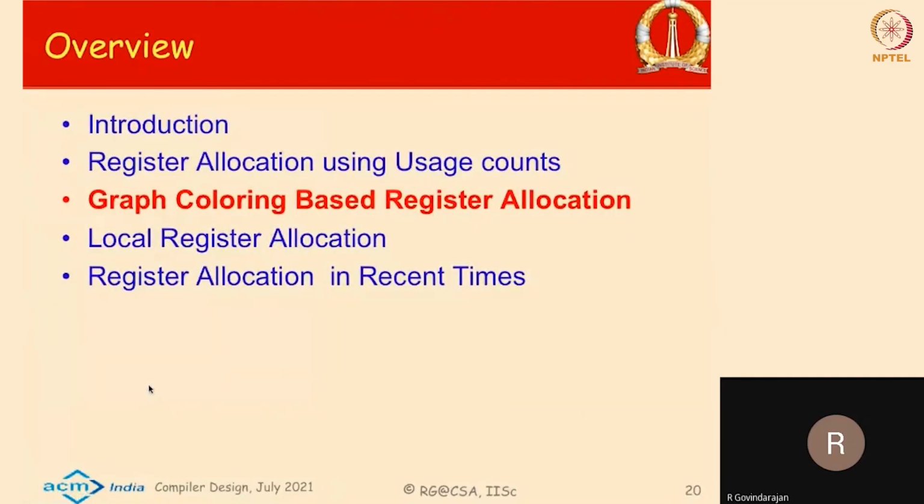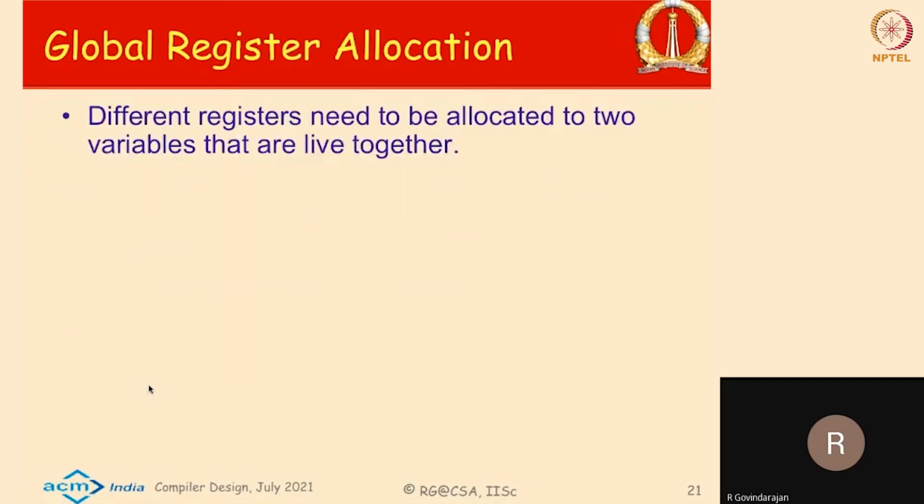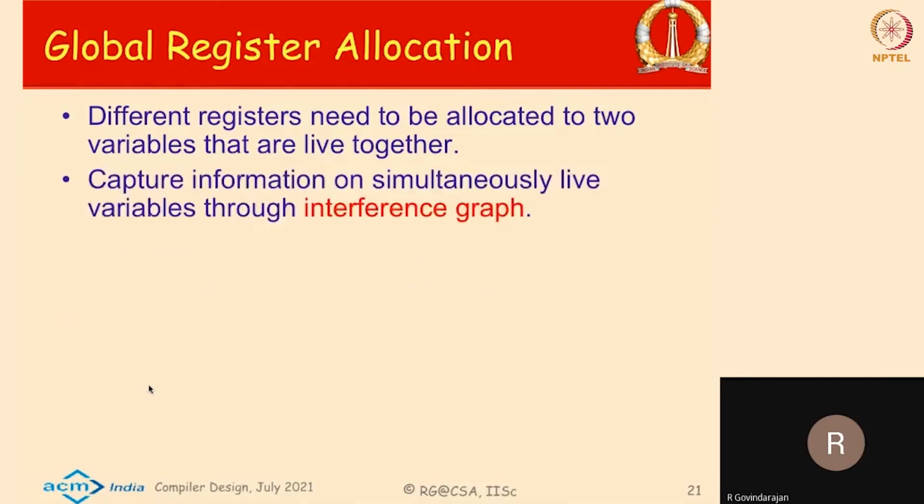So the question that we want to answer now is: if I want to do global register allocation, that means I want to consider the variables in my program, maybe at the level of a function or at the level of a region which is beyond a basic block, and do register allocation for that. What are the mechanisms by which we can do that? The essential problem in global register allocation is that if two variables conflict with each other, that means they are live at some point in the program together, then they have to be allocated different registers.